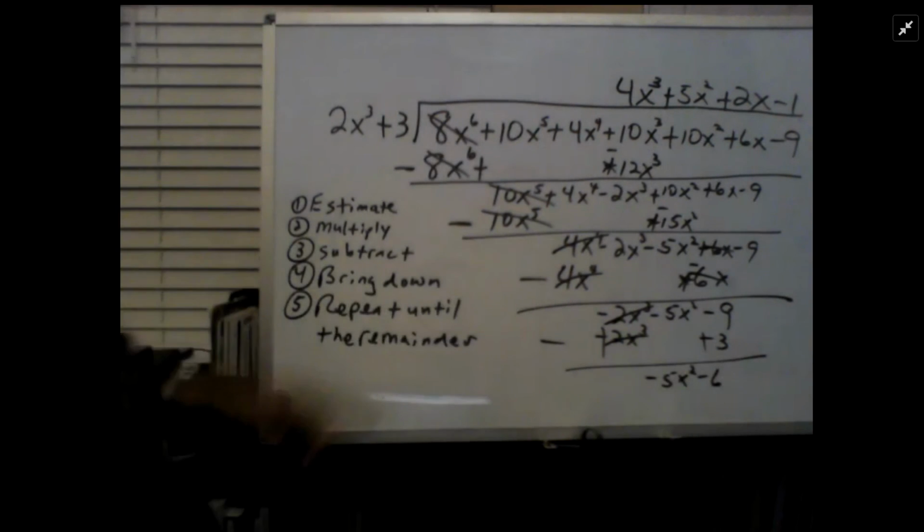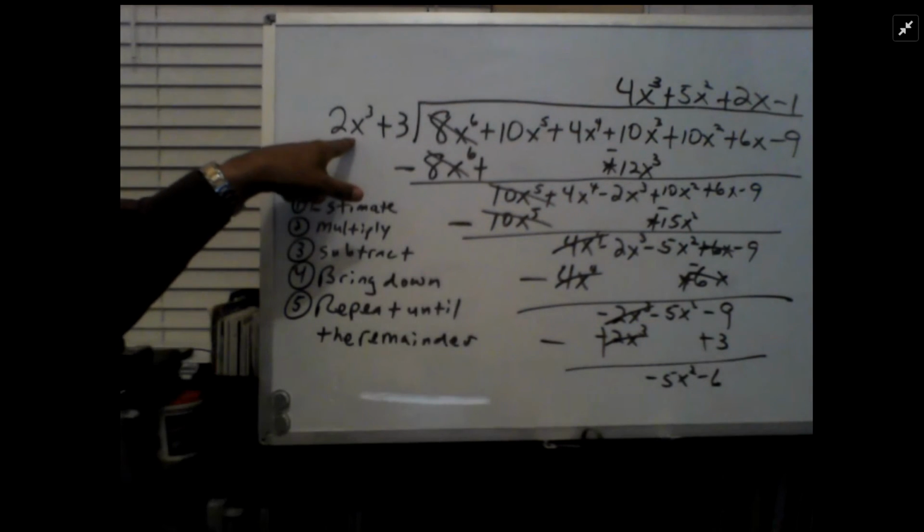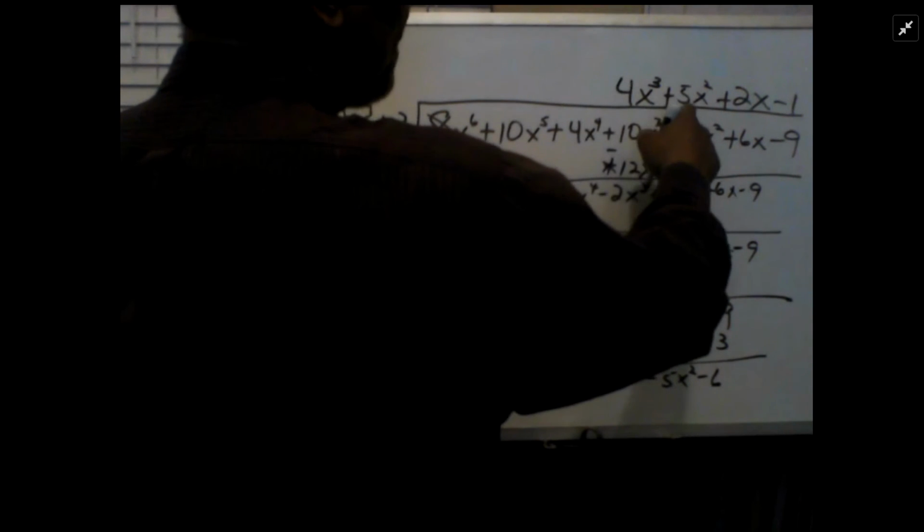And the reason it's the remainder is because the 5x to the second is a lower power than the 2x to the third. So my answer is 4x to the third plus 5x to the second plus 2x minus 1 plus, let's call it a negative 5x squared minus 6 over the original divisor, 2x to the third plus 3.